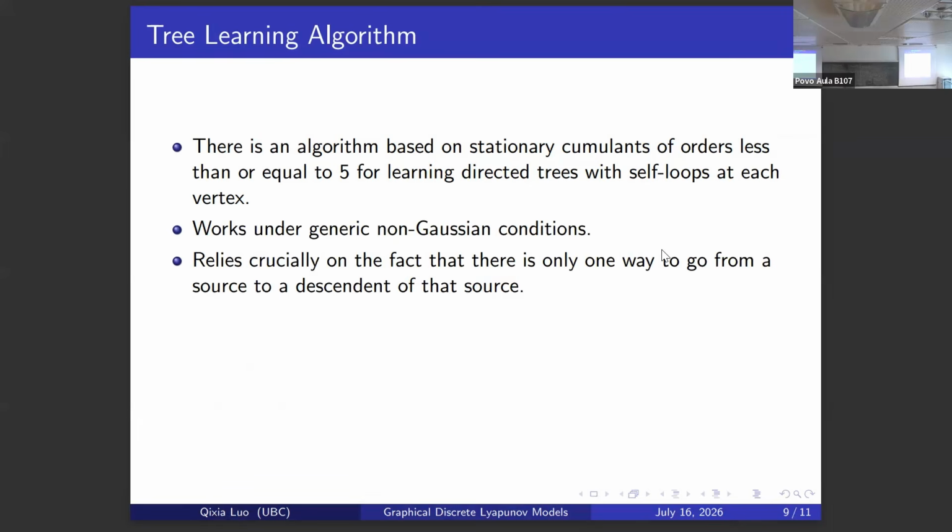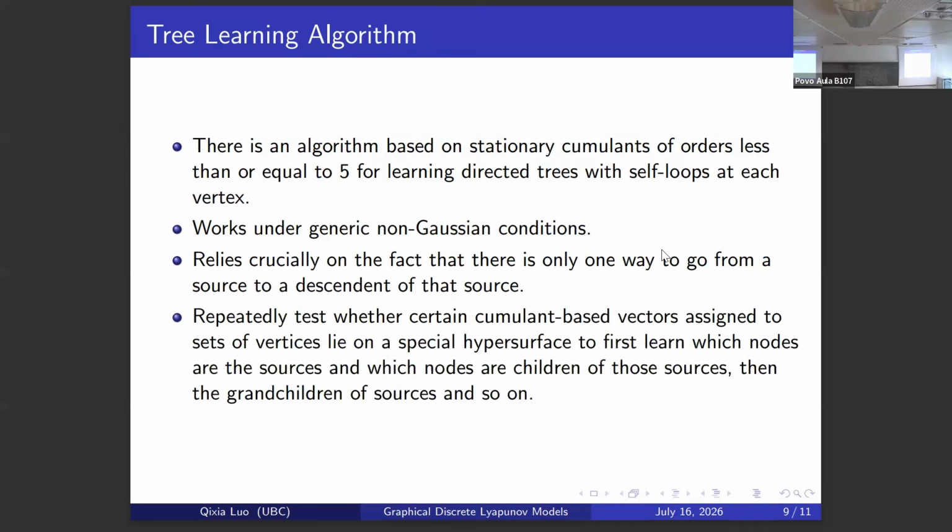We don't see an easy way of translating this into general graphs. The first step is how we use a special type of cumulants, looking at these based factors which are assigned to a set of vertices, whether or not they allow special types of sources. So we first learn which are the sources and which is the whole tree.